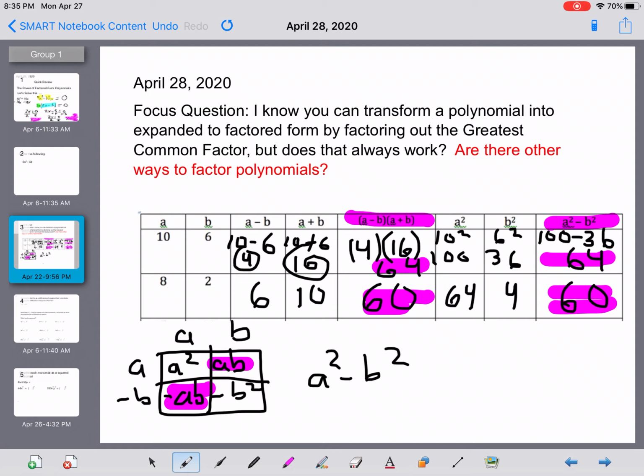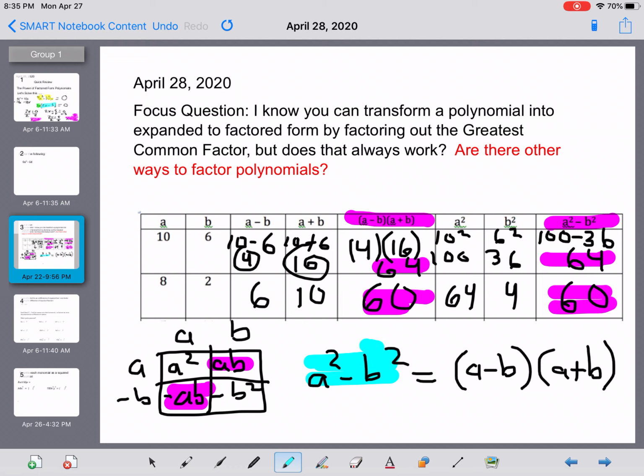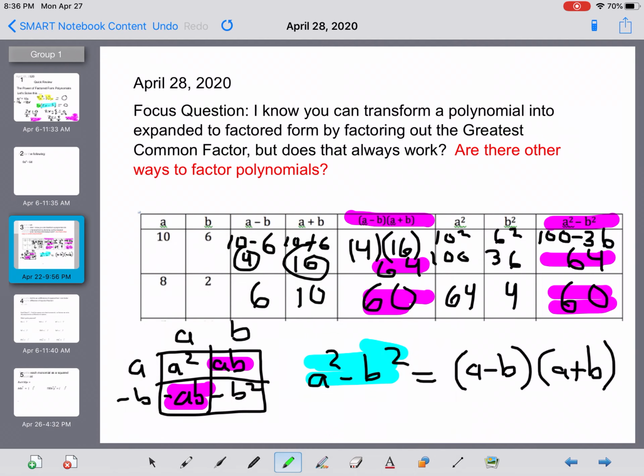So this being said, if we have a polynomial that looks like A squared minus B squared, we know the factored form is always going to be A minus B times A plus B, which is great. Remember, one of our goals here is to be able to factor. And to factor is turning a polynomial in expanded form, like A squared minus B squared, into a polynomial in factored form.